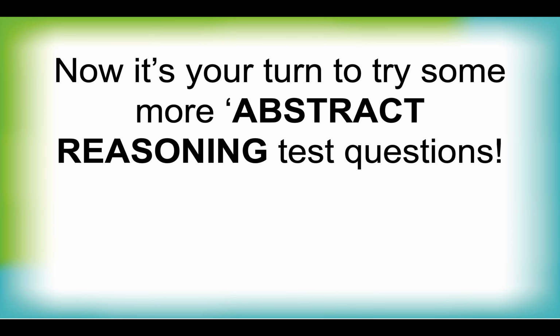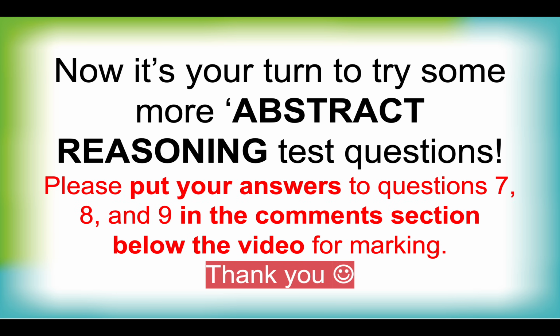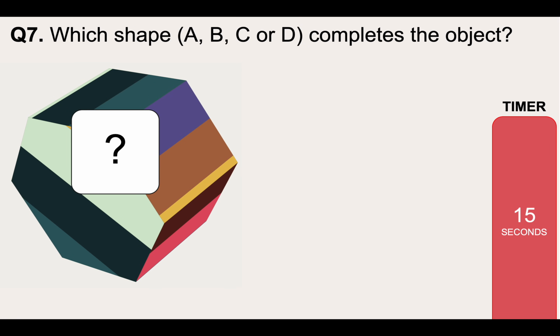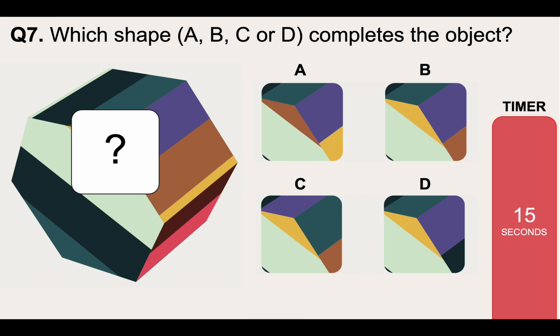So now it's your turn again to try some more abstract reasoning test questions. Please put your answers to questions 7, 8 and 9 in the comment section below the video for marking. Thank you very much indeed. Here we go. Question 7. Which shape, A, B, C or D, completes the object? Here's your 15-second timer.